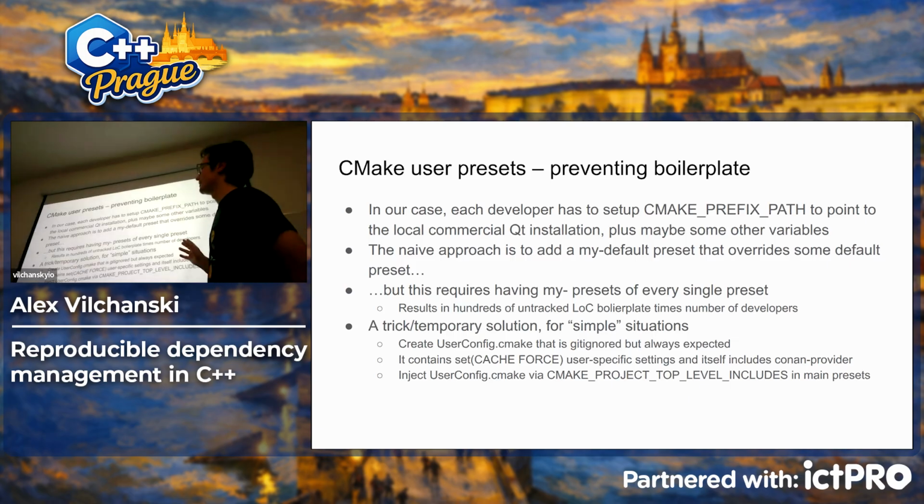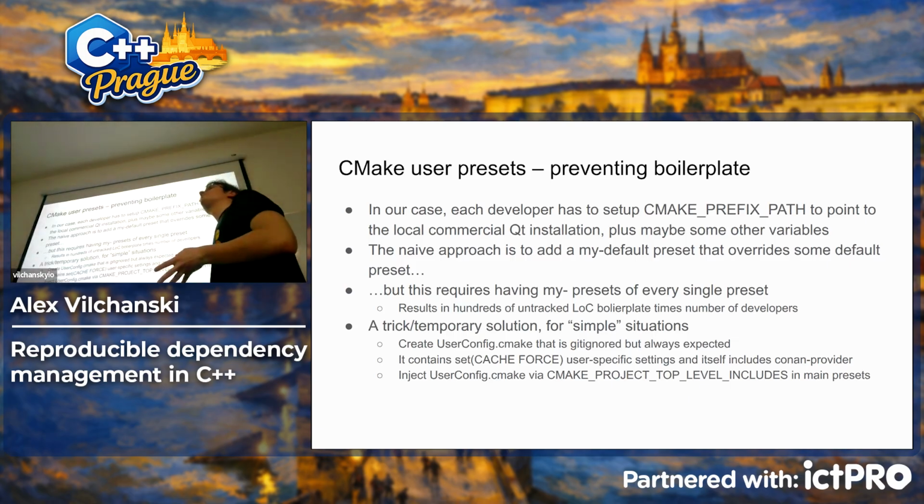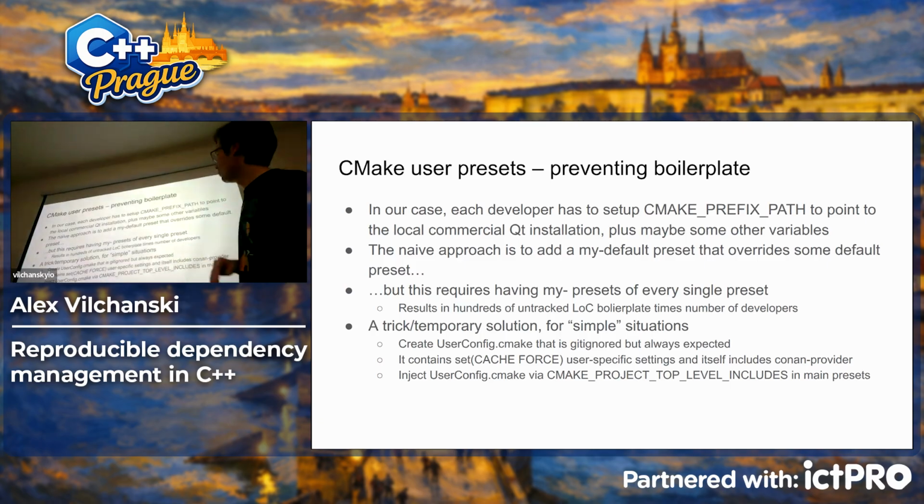Some kind of trick, or as I mentioned, exploration maybe of this variable that the Conan provider uses. You can use it for your benefit as well. In my case, I figured out that you can create some kind of user config.cmake where you write CMake syntax. So you use set with CACHE, but also you FORCE this parameter, which means that it force-overrides whatever is set in the cache.